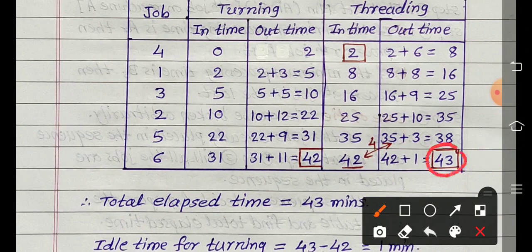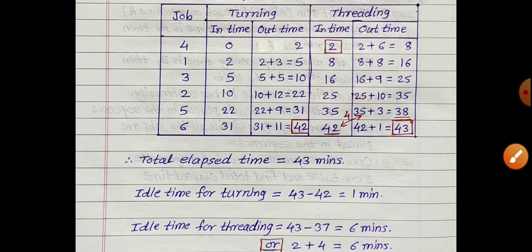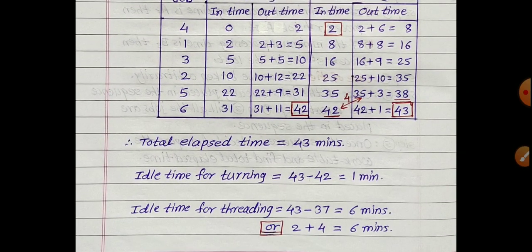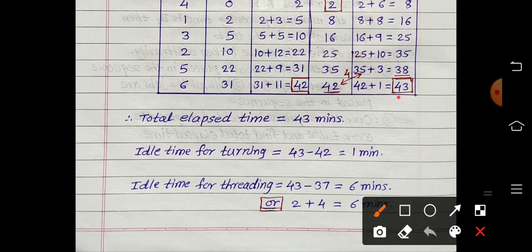So that is called the total elapsed time. Total elapsed time. The total elapsed time is what? 43 minutes. Next. Idle time for turning. That is the first machine. So we are doing the subtraction. 43 minus 42. So answer is what? 1 minute.